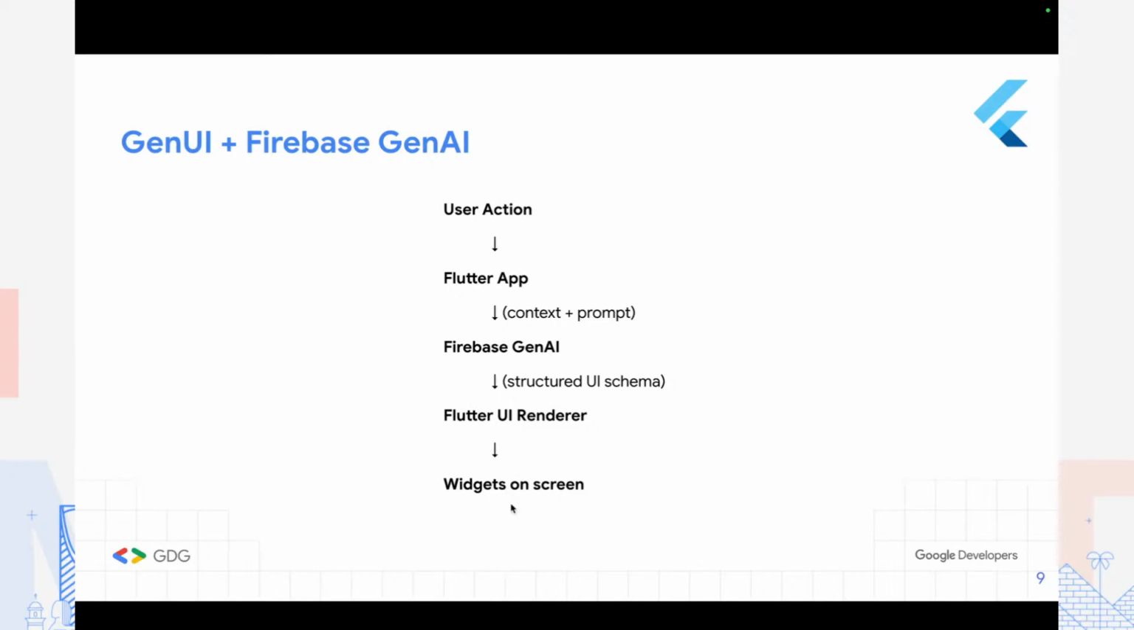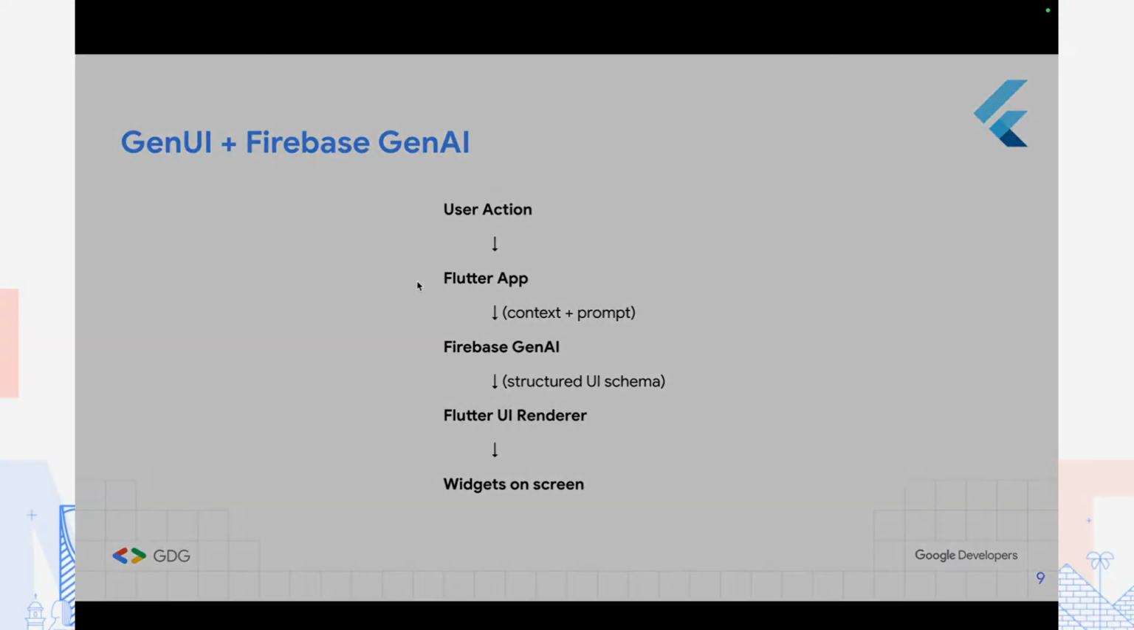So this is the flow with which generative AI works. First comes the user action, the prompt in the Flutter application, which is going to be passed to generative AI, where data will be generated in the form of schema, which is then rendered by Flutter and passed on to the UI, the screen. So this is how the flow happens.